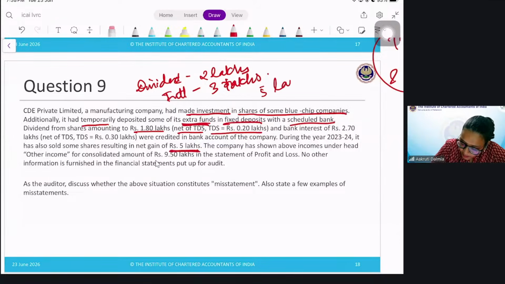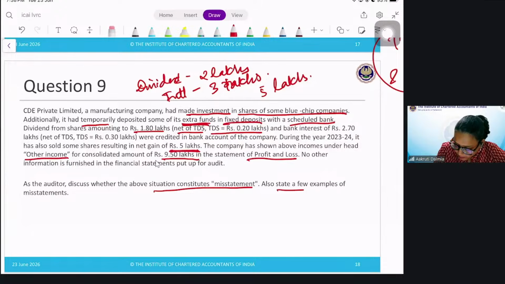During the year 23-24, it has also sold some shares, resulting in a net gain of 5 lakhs. So 5 lakhs is income from sale of shares. The company has shown all the above income under the head other income with a consolidated amount of 9.5 lakhs in P&L. No other information is furnished in the financial statements that have been put up for audit. As the auditor, discuss the above situation about what constitutes misstatement, and give a few examples.